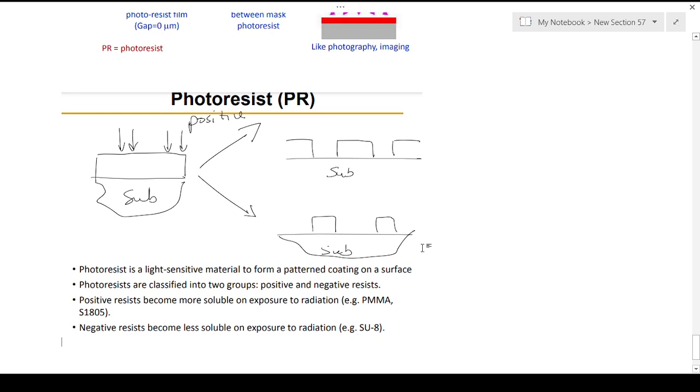Photoresist is a light sensitive material formed on a coating substrate, and it is classified into positive and negative resists. The positive resists are more soluble on exposure to radiation, for example PMMA and S1800. Negative resists are less soluble under exposure to radiation.